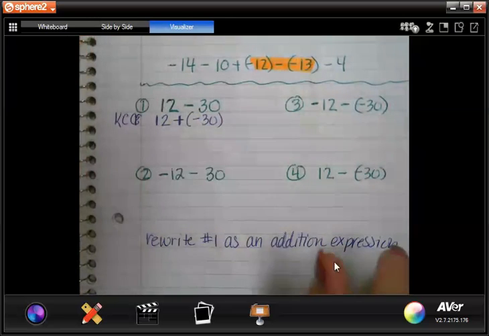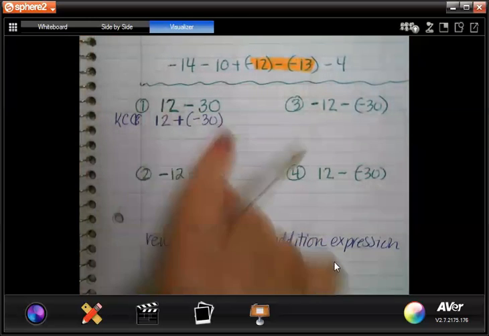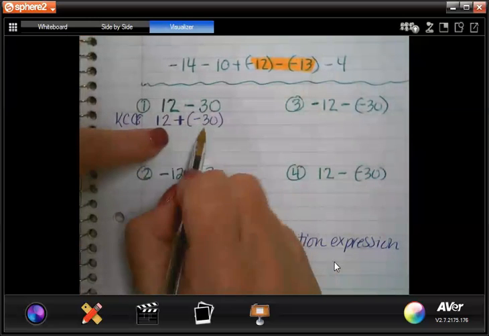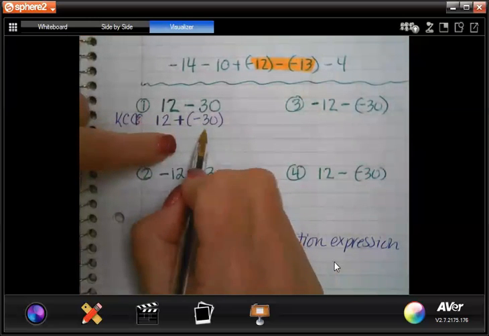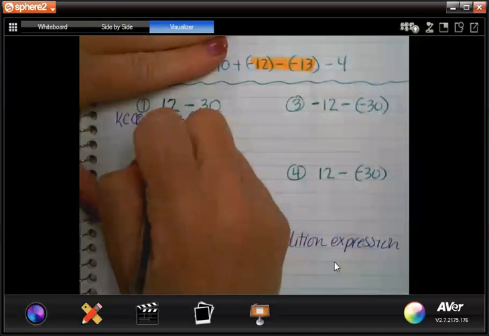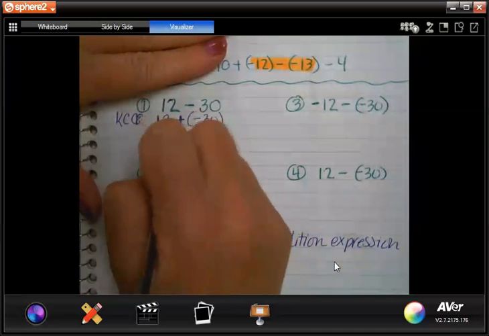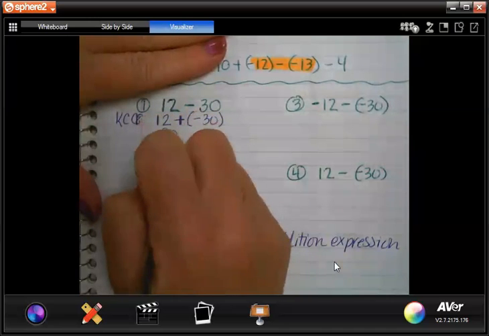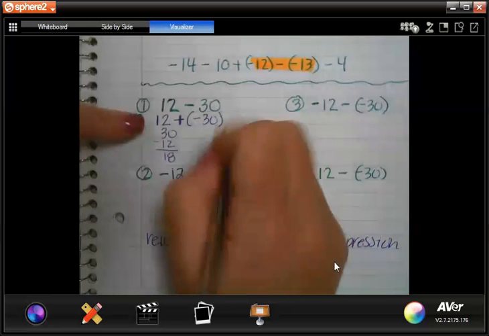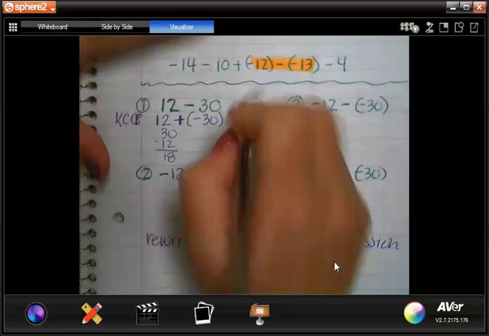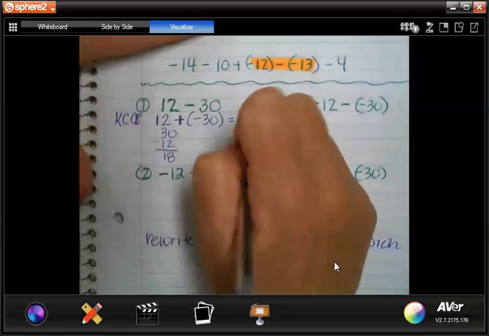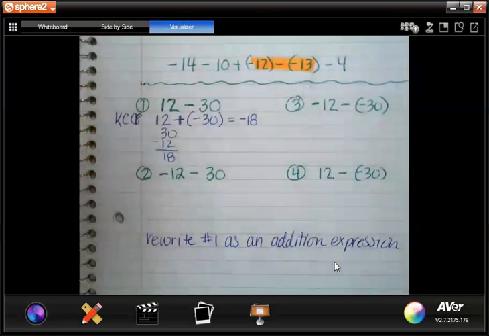Now I'm going to refer to what I learned yesterday, and I'm going to solve this. So I'm adding two different sign numbers. So I don't add, I subtract. So 30 minus 12 is 18. Then I give it the sign of the bigger number. 30 is bigger than 12. 30 is a negative, so my answer is a negative 18.